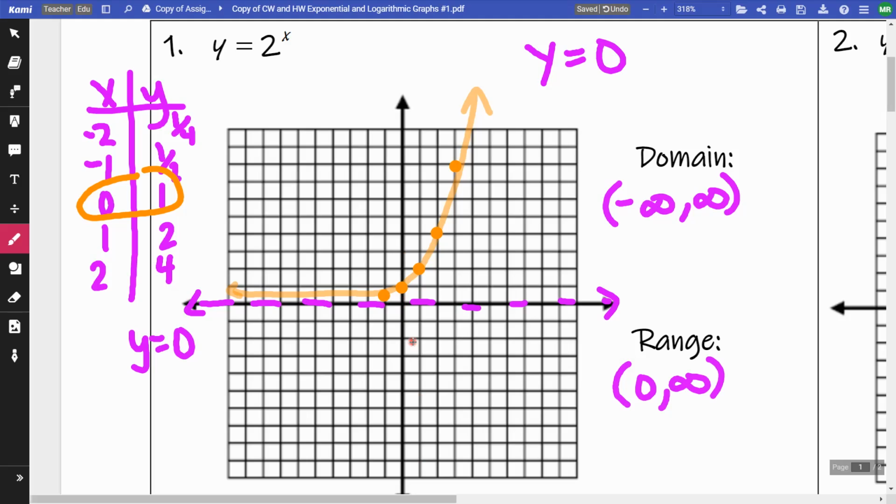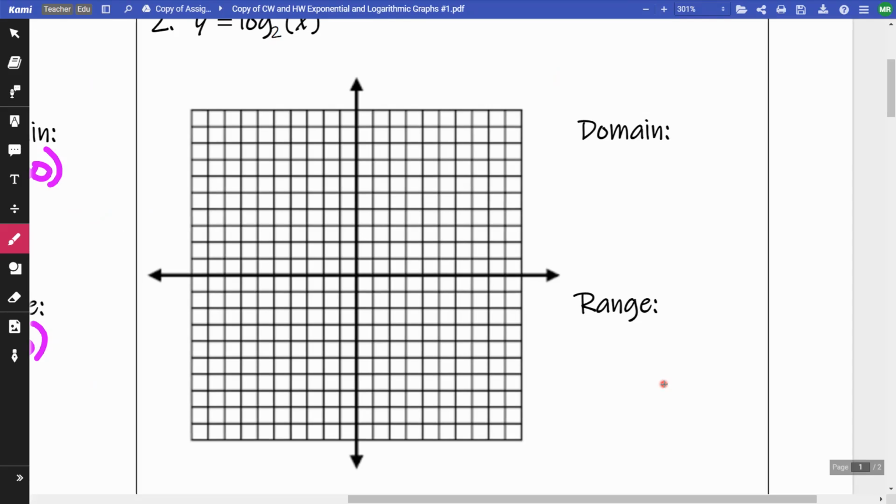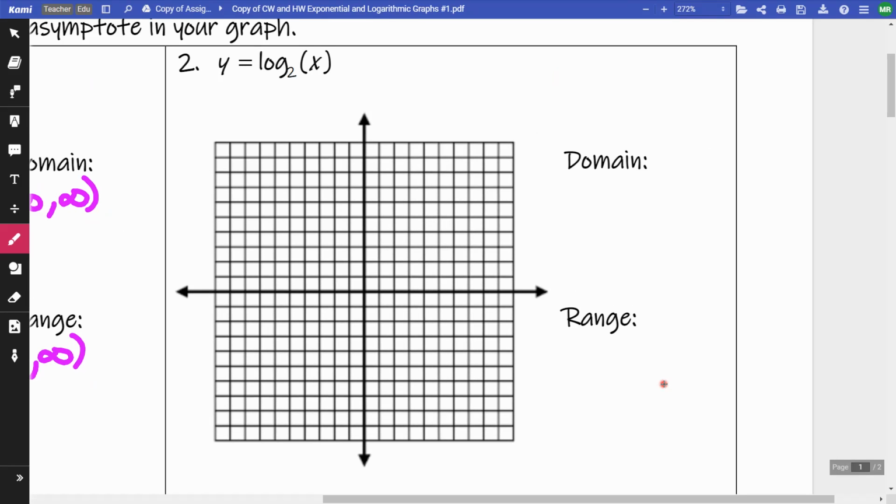Now on number 2, 2 is log base 2 of x, which is actually the inverse of this. So what happens is this y equals 0 asymptote becomes an x equals 0 asymptote. This y-intercept of 1 becomes an x-intercept of 1. This domain of negative infinity to infinity becomes my range. And this range of 0 to infinity becomes my domain. So when I come over here, again, what I'm really looking for is what makes that 0. And that is going to be x equal 0. So that means I have a vertical asymptote on the y-axis at x equal 0.